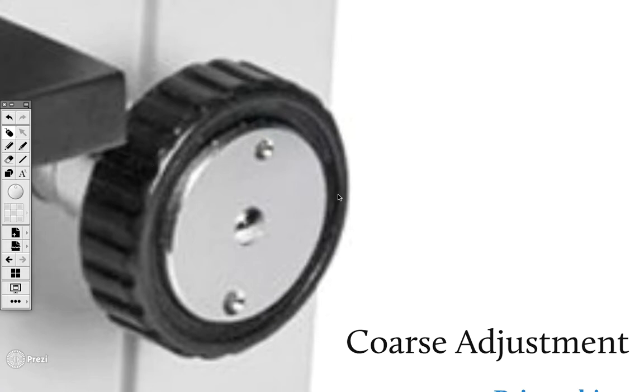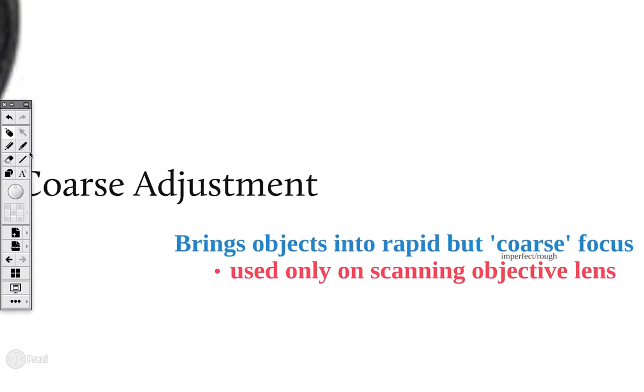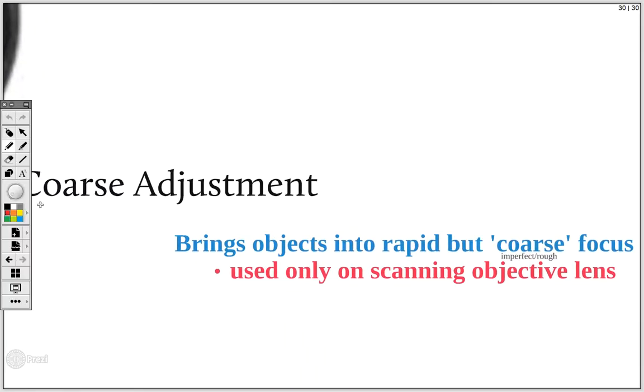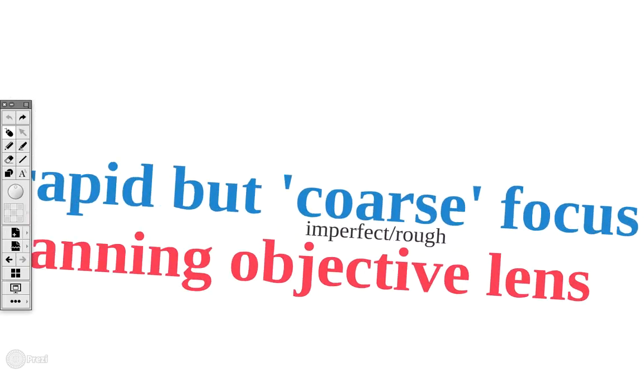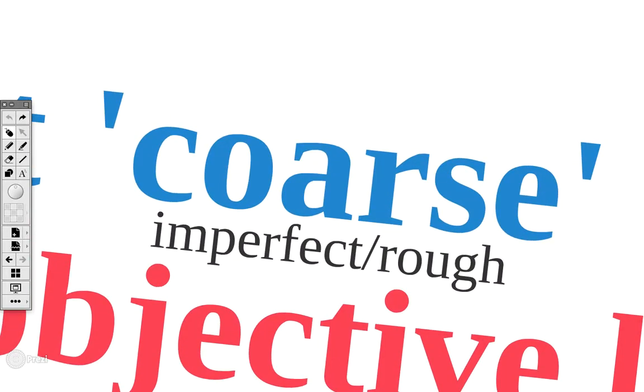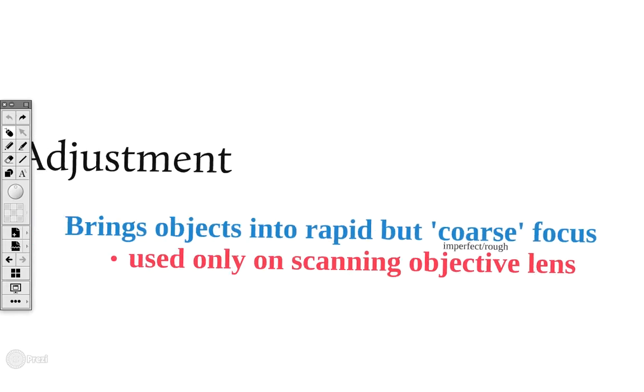Next, we have this little dial over here, which is called a coarse adjustment knob, which is listed right here. In this coarse adjustment knob, what this is doing is this brings our object that's on the microscope into a rapid but coarse focus. Coarse meaning imperfect or a rough focus. It changes the focus of it very drastically.